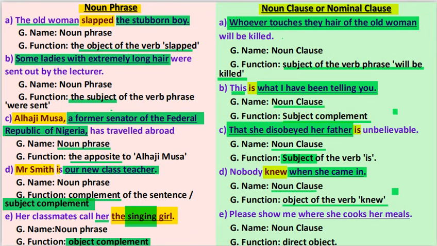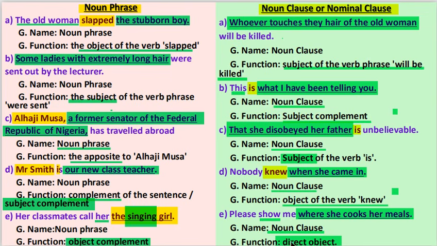And then the last example on the screen, example E. Please show me where she cooks her meals. Now we have where she cooks her meals. Where she cooks her meals is a noun clause. Then the clause functions as the direct object. The direct object. Me is the indirect object, whereas where she cooks her meals is the direct object of the verb show.